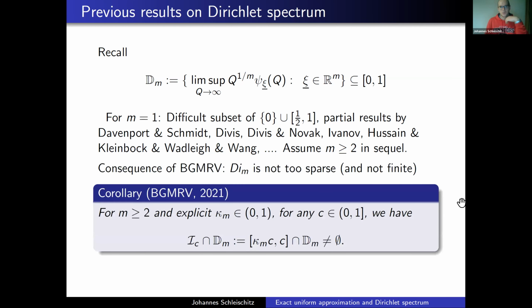So this is always the theorem that I mentioned before by these five authors. A consequence of this is that the Dirichlet spectrum is not too sparse. With this kappa m from the last slide, if you remember, when I take such an interval, kappa m is smaller than 1, up to c, intersected with D_m, there's at least one point. That's what you can say. And I think that similar results can also be inferred from this Cheung-Chevallier result.